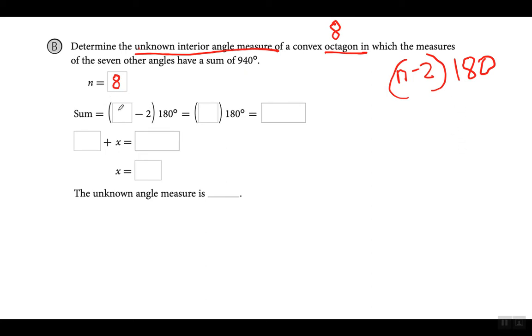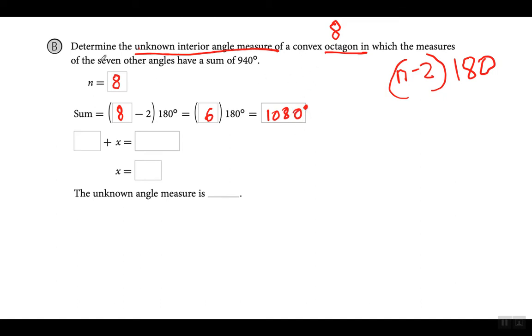Alright, so right here, for n, I'm going to put the number 8. 8 minus 2 times 180. 8 minus 2 is 6. So I have to do 6 times 180. That's going to give me 1080. So the sum of the interior angles of an octagon has to give you 1080.